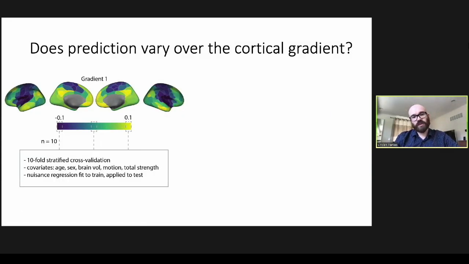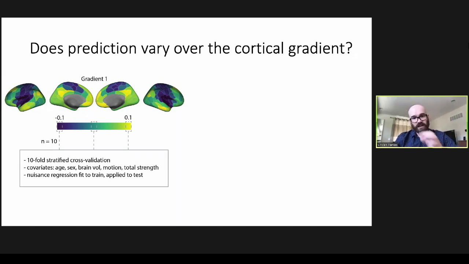Okay, so to test whether this effect of the cortical gradient actually influenced our prediction accuracy in our main analysis, I took the 10 bins of regions along the cortical gradient that I've just mentioned, and for each bin, I performed 10-fold cross-validation stratified on our measure of executive function. In this analysis, I also included a series of covariates, which I've listed here. Each of these were fit to the train data in each split and then applied to the test data in order to minimize leakage.